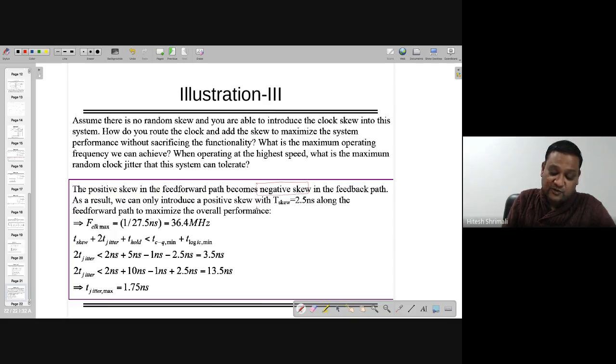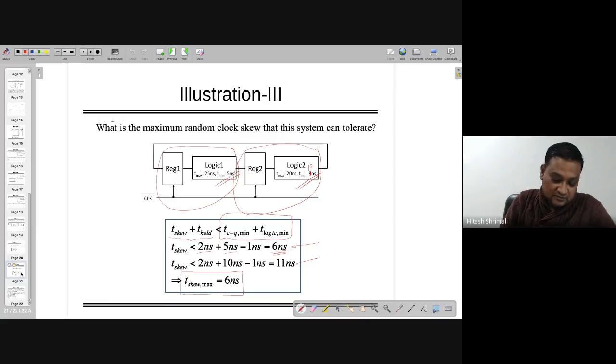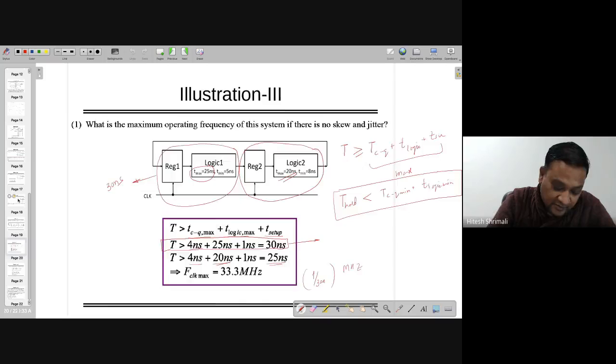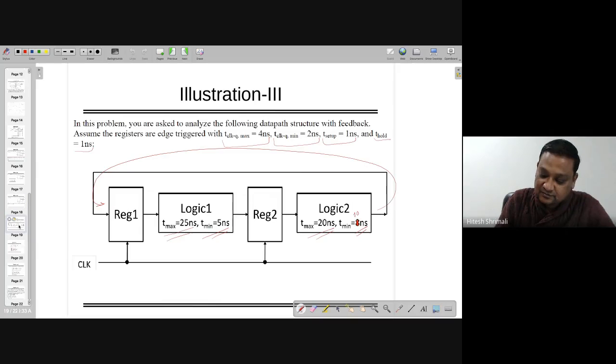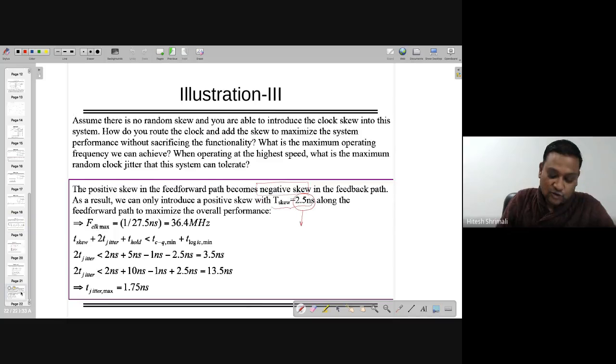As a result, we can introduce a positive skew of 2.5 nanoseconds. So this is a budgeted number. I already know that there is some number, 2 nanosecond, that has to be given. So this one, 2 nanosecond, is already given to me. In that case, instead of taking 2 nanosecond, I'm making one budget where that number will be a little bit higher than that one, by 0.5 nanosecond. So this will create a positive skew along with the feed forward path to maximize the overall performance.